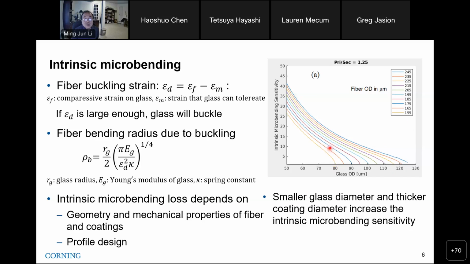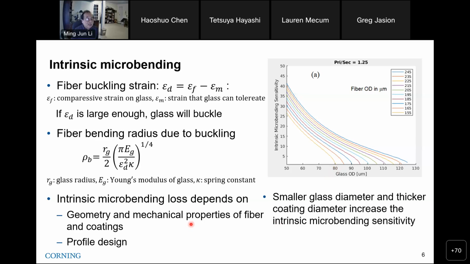is about 9 to 10 times higher than the 125. This is why, if you make an 80 micron glass diameter, you have to put in a low index trench to reduce microbending. You cannot use a simple step index, otherwise the microbending loss is too high, right?